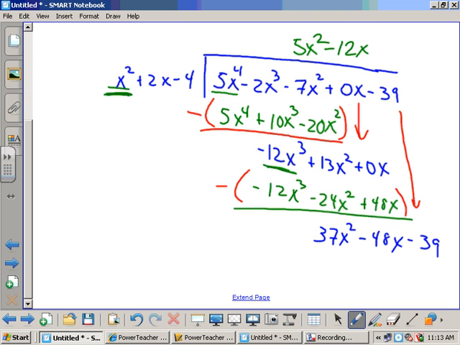Next, we'll ask ourselves, what do we multiply x squared by to get 37x squared? So 37. 37x squared. 37 times 2, 74. And 37 times 4, 148. And that is negative.